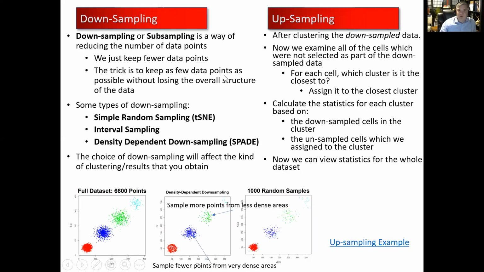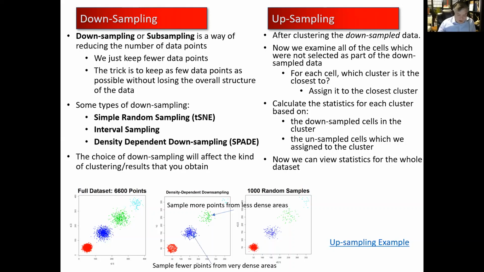It's something important that we should talk about and you should understand before running any sort of t-SNEs, or just running data analysis algorithms in general. Because by using tools called downsampling and upsampling, you can make these algorithms run a lot more quickly. So downsampling essentially, or subsampling, is a way of reducing the number of data points, so you don't have to run these algorithms on everything.